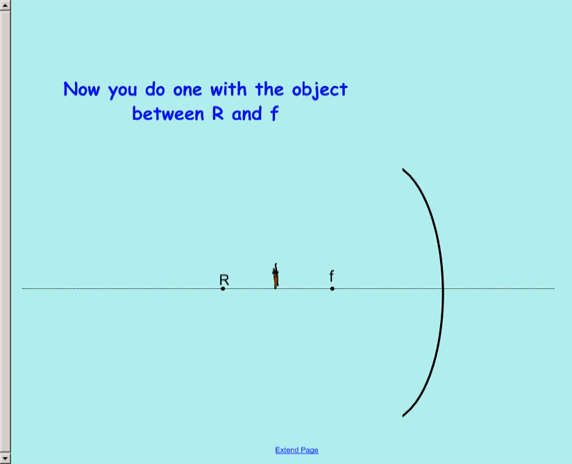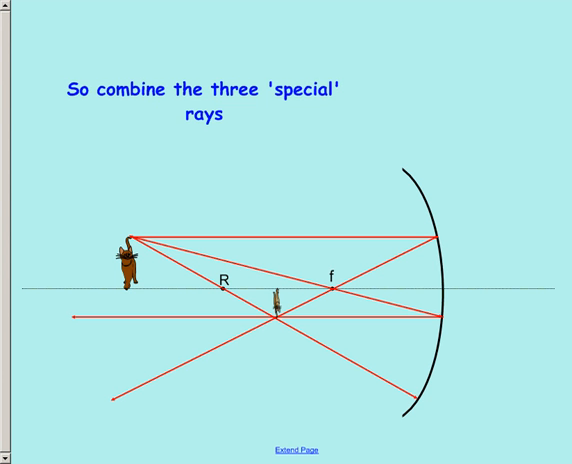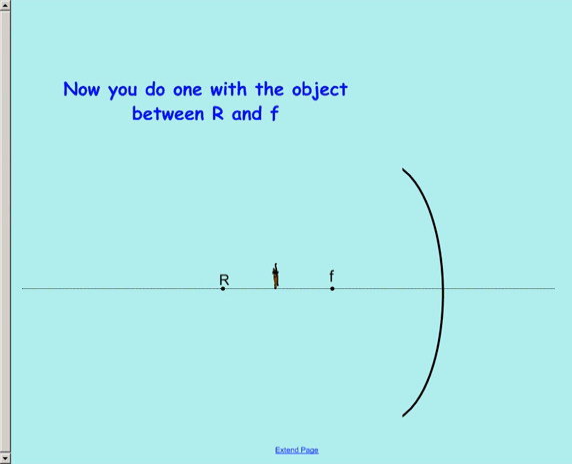I want you to do the same thing, okay? Use our 2 rules and our 3 rays to do this again, but now the object needs to be between R and F. I'm going to go back one real quick, so hold on. Notice the object was outside of R, okay? It was further away from the mirror than the radius of curvature. This time, I put the object in between.